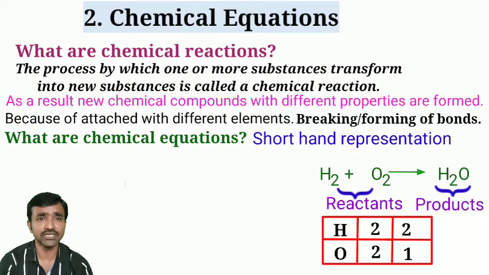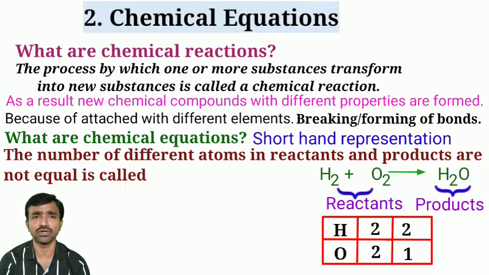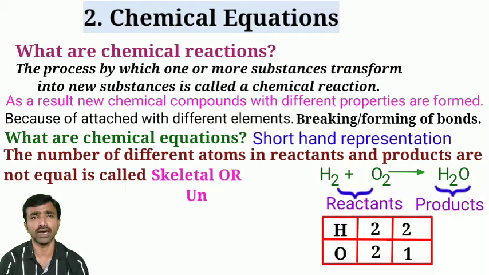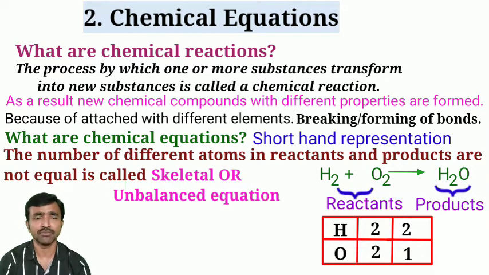So there is a difference in the count of different types of atoms present in the reactants as well as the products. The same element differs in its count before and after the change. That type of equation is called a skeletal equation. A skeletal equation is also known as an unbalanced chemical equation. So H2 plus O2 gives H2O is said to be an unbalanced chemical equation.